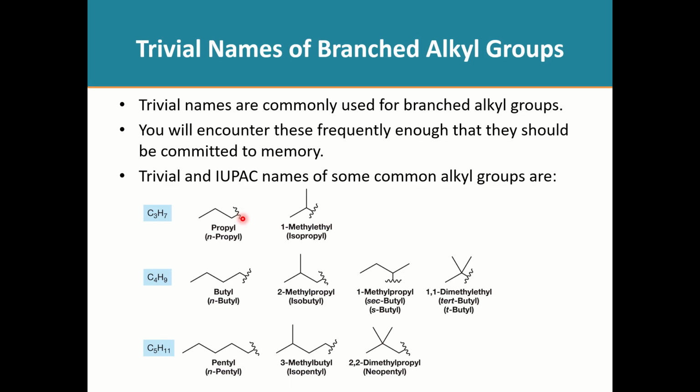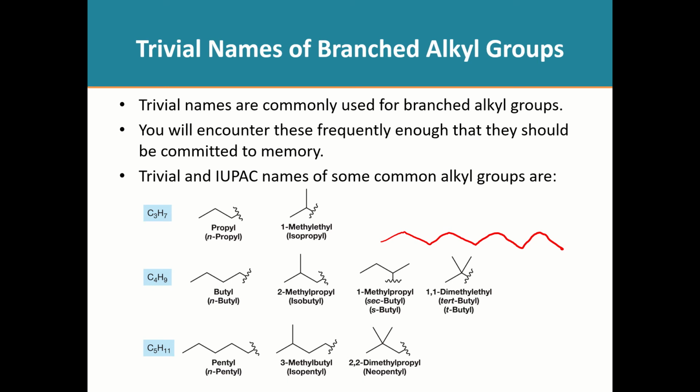Now the squiggly sign right here is showing us that this substituent is coming off the parent chain. So when we have a long parent chain, let's draw an example here. So we have a long parent chain. When we have a 3 carbon group coming off, there's the propyl.